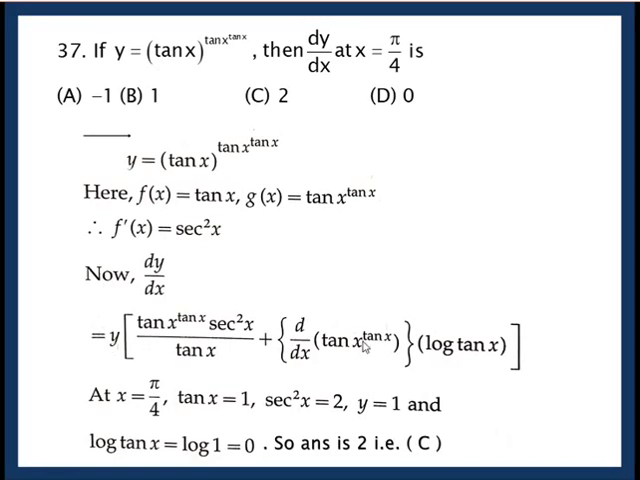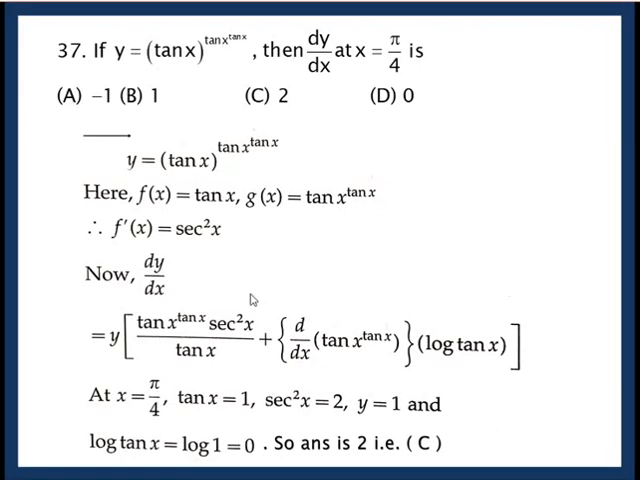Now we need not simplify this. Why? Because at x equals pi by 4, what is log of tan pi by 4? Tan pi by 4 is 1 and log 1 is 0. So this part becomes 0. Tan pi by 4 is 1, 1 raised to 1 is 1. Sec pi by 4 is root 2, root 2 squared is 2. So 2 upon 1, it is nothing but 2. Basically y is also there, but if you put x equals pi by 4, 1 raised to 1 is 1 only.